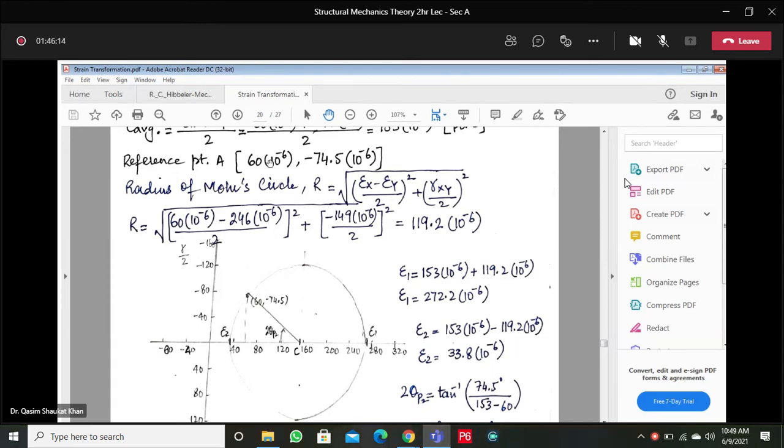Your reference point A has the coordinates 60 microstrains and minus 74.5 microstrains. So 40 and 80, average 60, and minus 74. On the shear strain axis, the vertical axis, shear strain is negative upwards and positive downwards. So this is your reference point A. So you will connect C to A, and then you will open up the compass equal to the radius. Place the compass at C, open up equal to the radius, and draw the Mohr circle.